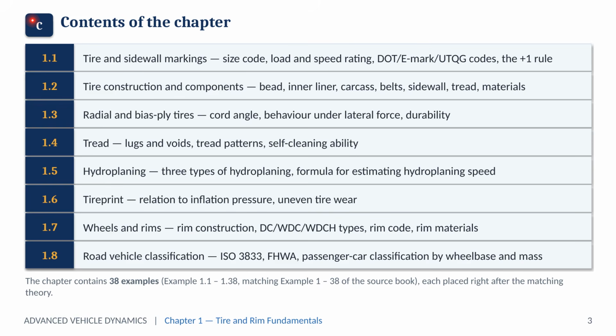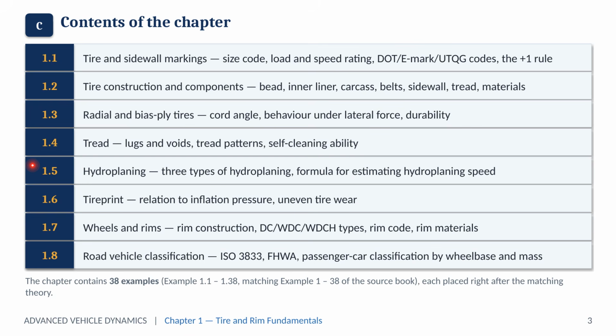The chapter has 8 sections. Section 1.1 is the tire and its sidewall markings, the size code, the load and speed rating, the DOT, E-mark, and UTQG codes, and the +1 rule. Section 1.2 is tire construction and components, bead, inner liner, carcass, belts, sidewall, tread, and materials. Section 1.3 is radial and bias ply tires, looking at chord angle, behavior under lateral force, and durability. Section 1.4 is the tread, with lugs, voids, and self-cleaning ability.